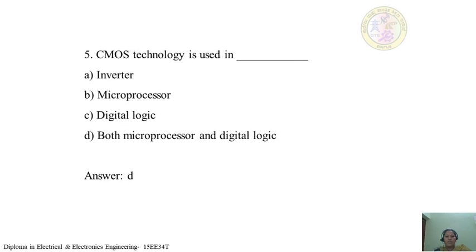The fifth question, the CMOS technology is used in option A, inverter, option B, microprocessor, option C, digital logic, option D, both microprocessor and the digital logic. The CMOS technology can be used in both the microprocessor as well as the digital logic. Hence the right answer for this question is both microprocessor and digital logic. That is option D.